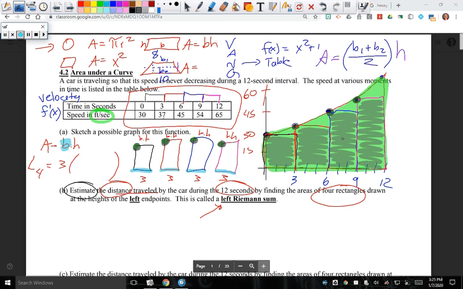Okay. So from here, what we're doing is we're setting up this left Riemann sum. Notice how the left upper corners are all touching right here, here, and here of each respective rectangle. You with me? All right, here we go.